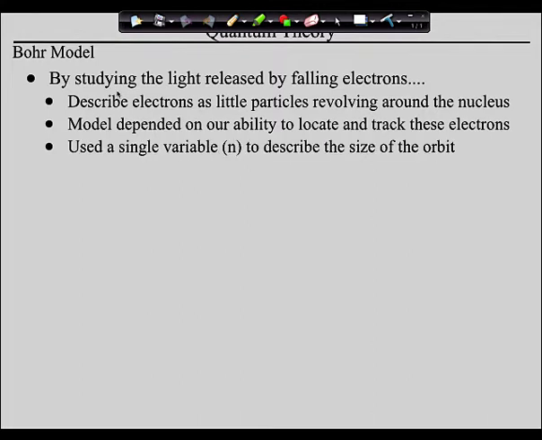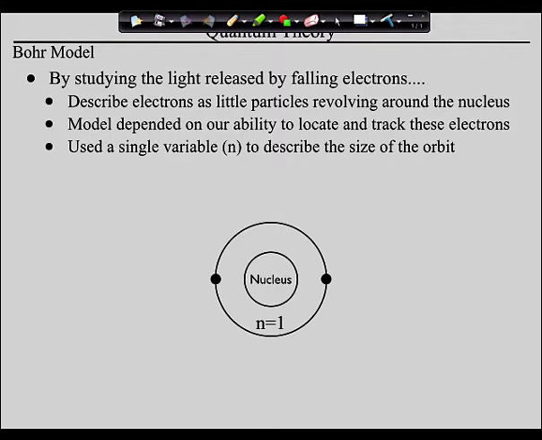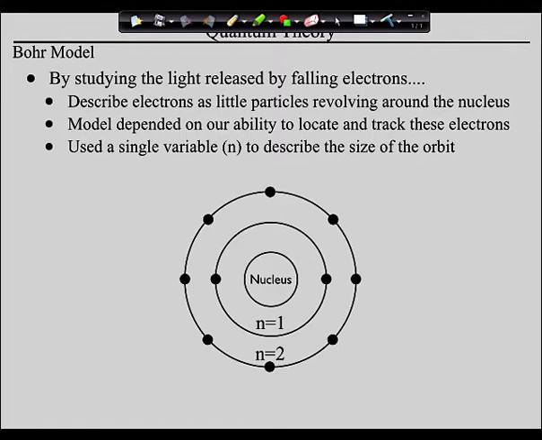So as Bohr was developing this model, what he did is this. He used a single variable. Just remember the letter n. He created this single variable that describes the size of the orbit. So here's the nucleus of an atom, and this first orbit, which he called n is equal to 1, was that first smallest orbit. Then, as he's exciting electrons, he found out that there were other bigger orbits, like layers around an onion, and each successive bigger orbit, he just gave a number, 1, 2, 3, and on out to the edge.